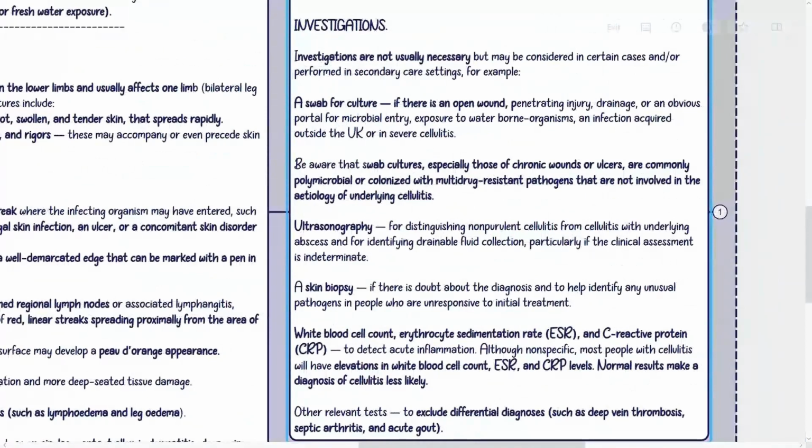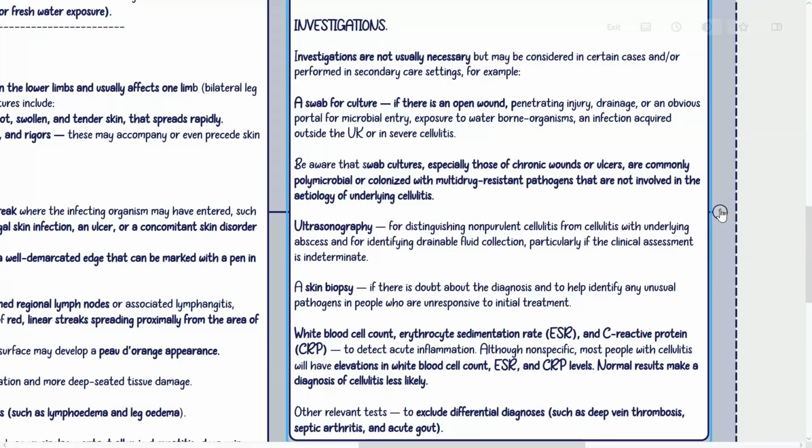Investigations are not usually necessary but may be considered in certain cases and/or performed in secondary care settings. For example, a swab for culture if there is an open wound, penetrating injury, drainage, or an obvious portal for microbial entry, exposure to waterborne organisms, an infection acquired outside the UK, or in severe cellulitis. Be aware that swab cultures, especially those of chronic wounds or ulcers, are commonly polymicrobial or colonized with multi-drug-resistant pathogens that are not involved in the etiology of underlying cellulitis.